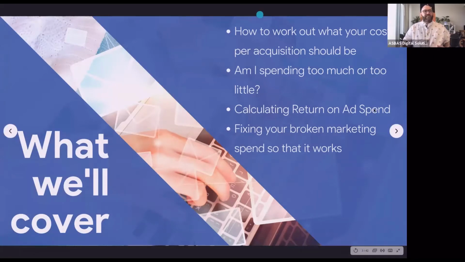A bit of an idea, I guess, of whether you are spending too much or too little when it comes to your marketing, calculating things like return on ad spend, and we'll look at some live examples from people who are on the Zoom call this morning, where we'll look at some of the ideas about how to fix their broken marketing spend so that it starts to work better for them. And then also looking at some people who will have the opposite problem, fixing their broken marketing if they're spending too much or too little, and getting that to work as well.